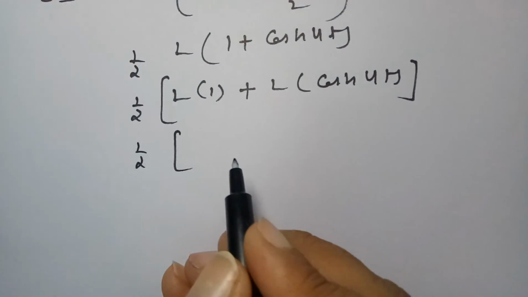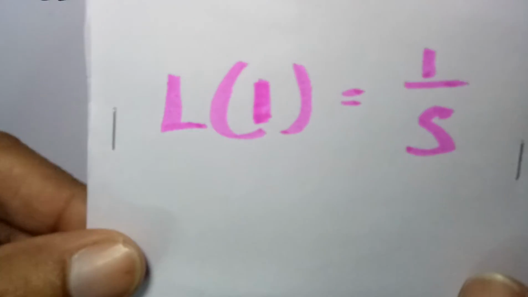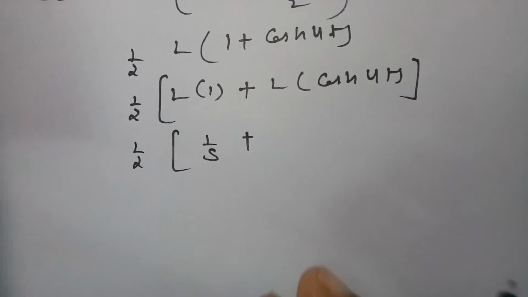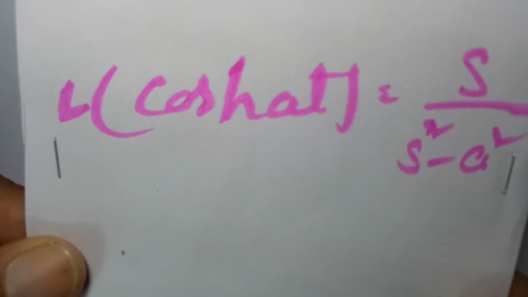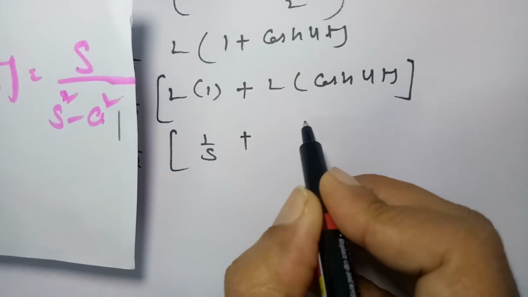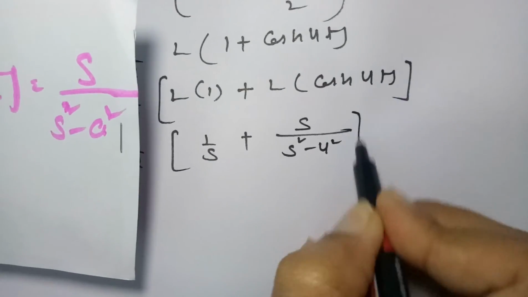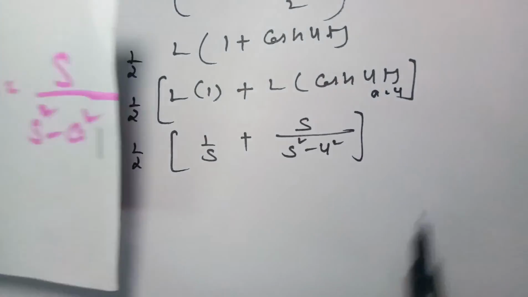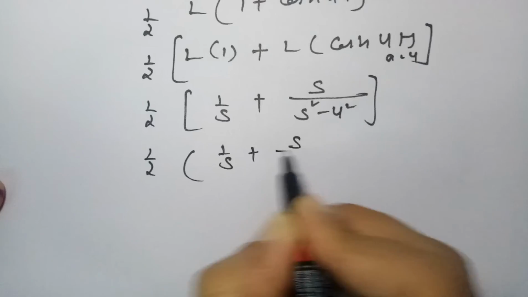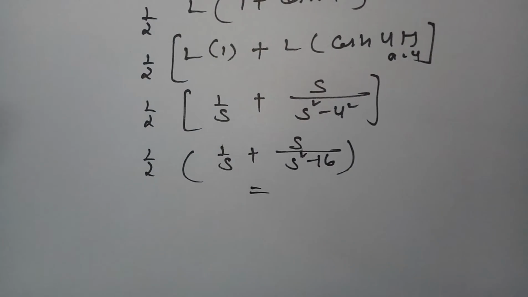So then what is Laplace transformation of 1? Again, Laplace transformation of 1 is 1 by s. I have to write 1 by s here. And what is the hyperbolic function? I've told you Laplace transformation of cos h at is equal to s by s square minus a square. If you see, a is equal to 4 here. So 1 by 2 times of 1 by s plus s by s square minus 16 is the answer. So this is the solution we got after substituting each and every elementary function.